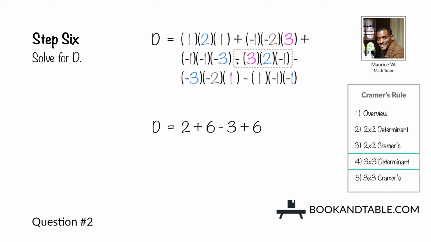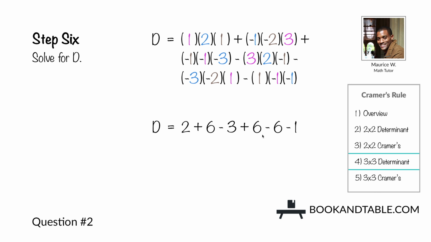Minus 3, so that's negative 1 times 3, which is negative 3. Times 2 would give us negative 6. And negative 6 times negative 1 is positive 6. Then we have negative 1 times negative 3 is positive 3. Positive 3 times negative 2 is negative 6. And negative 6 times positive 1 is negative 6. And negative 1 times 1 is negative 1. Negative 1 times negative 1 is positive 1. And positive 1 times negative 1 is negative 1.